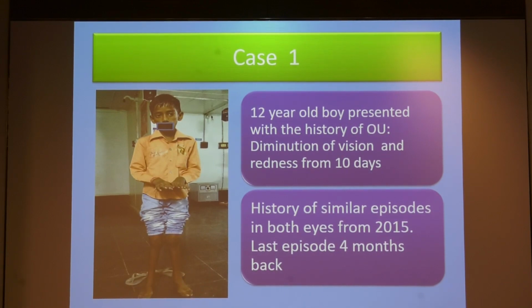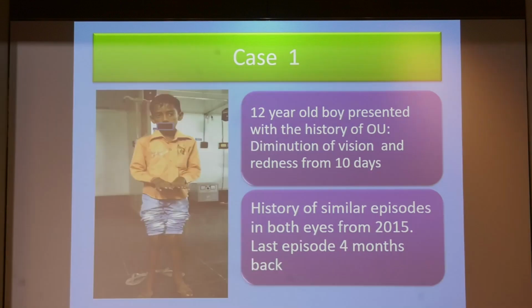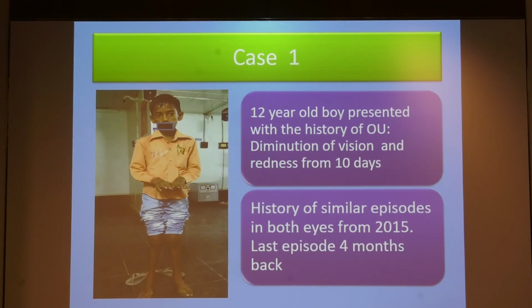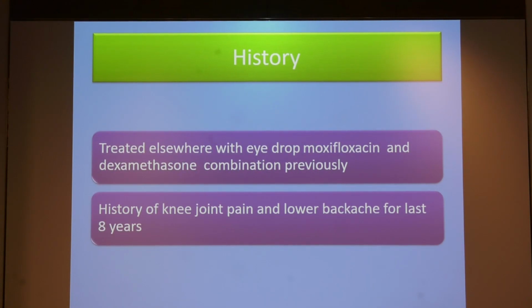uveitis. So this was a 12-year-old boy who presented in the OPD with a history of blurring of vision and redness in both eyes for the last 10 days, and a history of similar episodes from 2015, and the last episode was 4 months back. He was treated elsewhere previously with an antibiotic and steroid combination, and there was a history of joint pain and lower backache for the last 8 years.